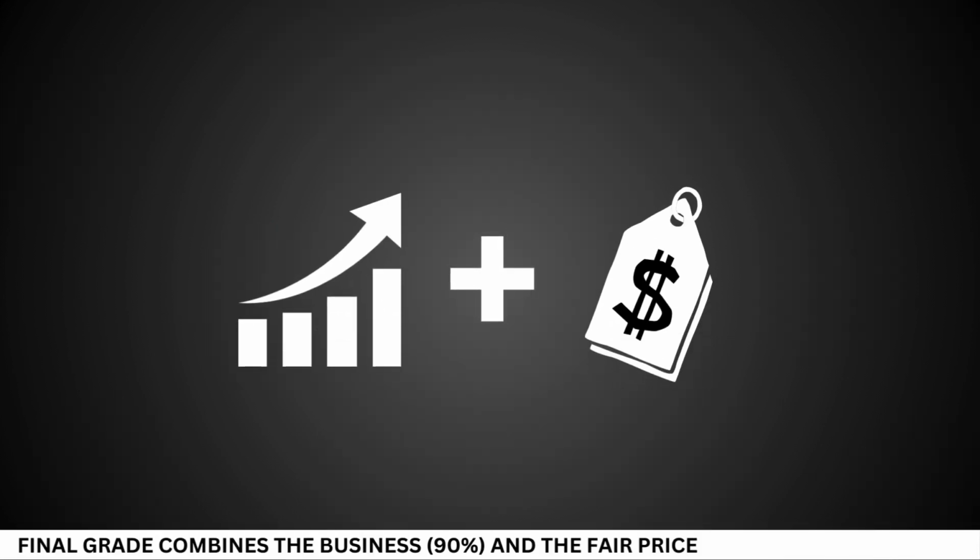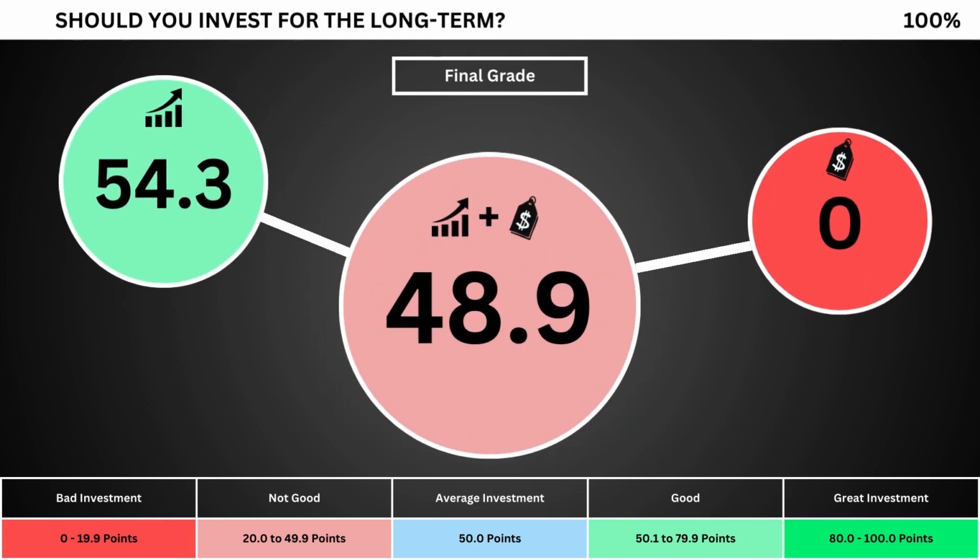Finally, we can put everything together to get the company's final grade. Adding the business grade and the fair price grade, we can see here the company's final grade. Anything less than 50 means it's not a good long-term investment. A final grade above 50 means it would make a good long-term investment if you bought the stock right now.